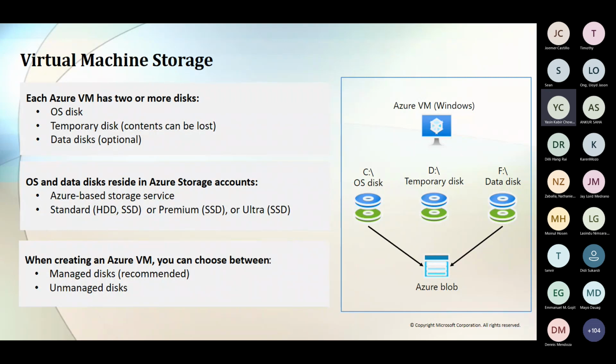Then there will be a temporary disk. Temporary disk means when the operating system is working, it needs some data associated with this deployment. Content can be lost. It is not permanent, so after the completion of deployment, the content will be lost. And there will be an optional data disk. If you want more disks or more storage, then you can use this data disk.